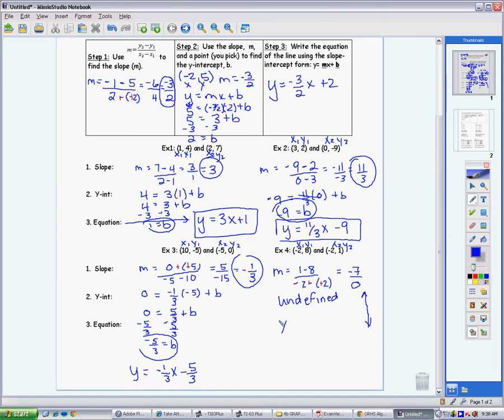Okay, and we worked on equations of vertical lines. That means it starts with x equals. And what does our x equal? Well, it equals the same number, negative 2, in both points. So this is going to be our equation, x equals negative 2.